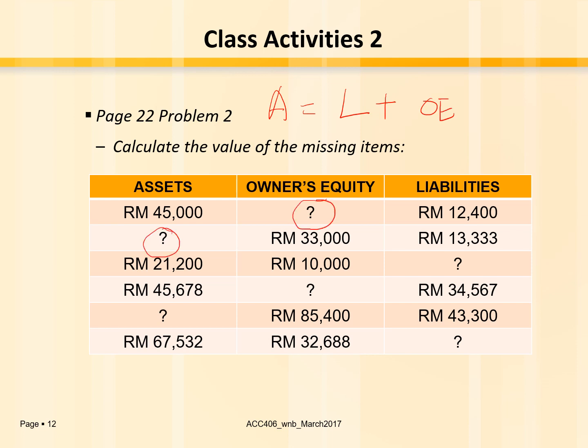Apa dia? Okay, so I'm not going to calculate this for you lah because it's actually very easy to calculate as long as you put it in the correct way. So, contoh yang ni 45, so asset is 45. Sama dengan owner's equity tak tahu. Tapi liability tahu 12,400. So, you dapat berapa kat sini? So, you kira lah nanti. Okay.